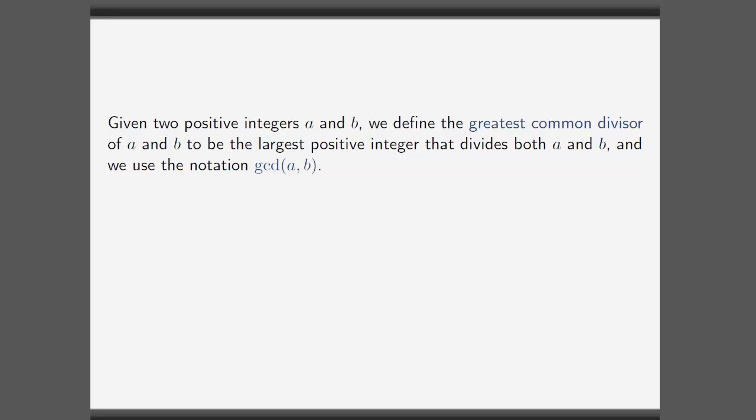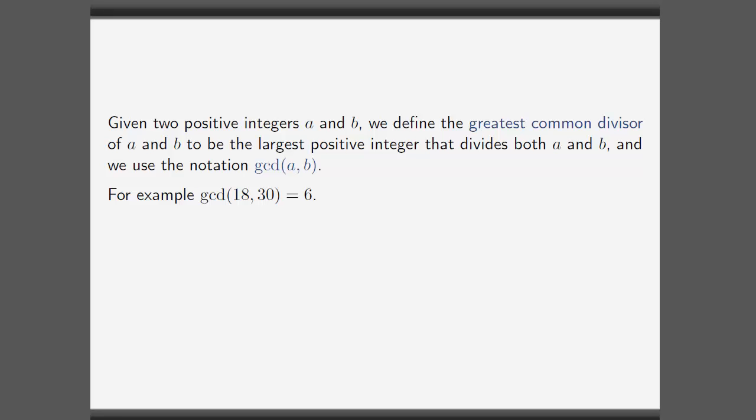Alright, so we start with two positive integers a and b, and we define their greatest common divisor, or their GCD, to just be the largest positive integer that divides both a and b. So we use that notation, GCD of a comma b, for that value. The GCD of 18 and 30 is 6. It's the largest positive number, the greatest positive number that divides both 18 and 30.